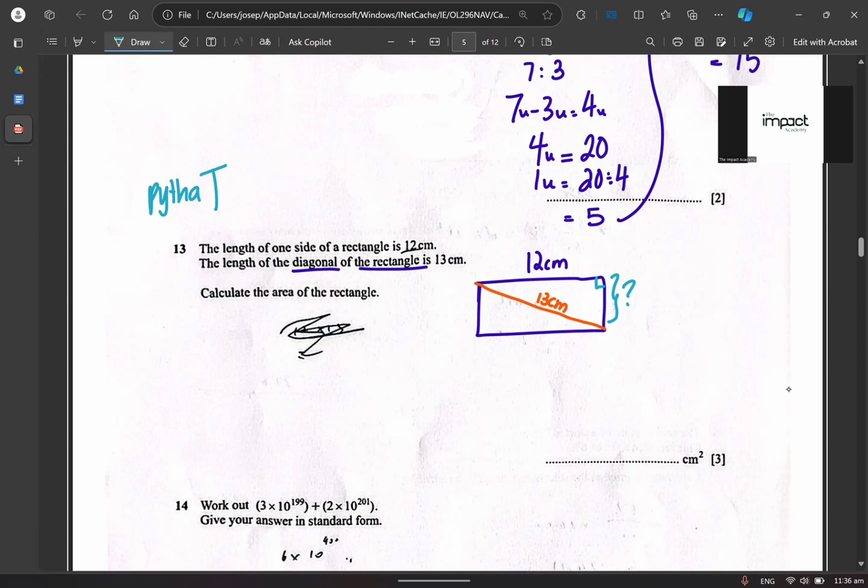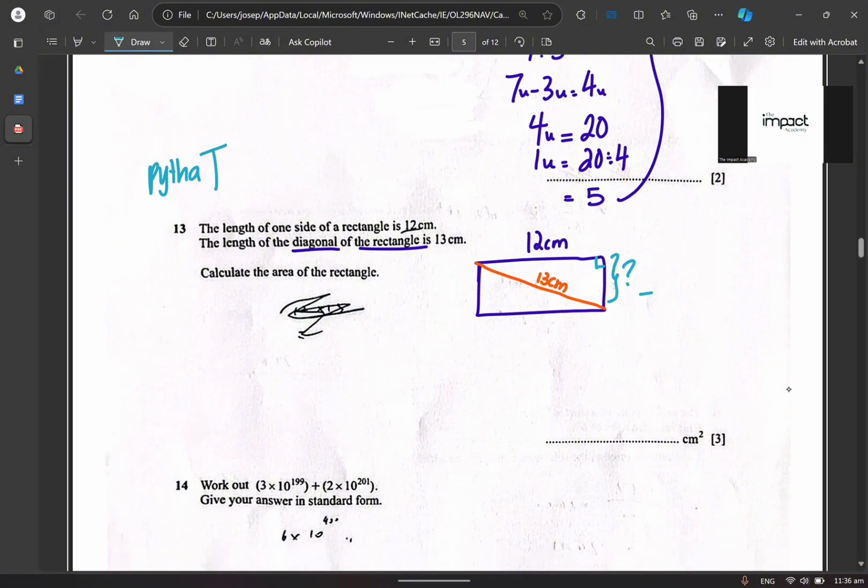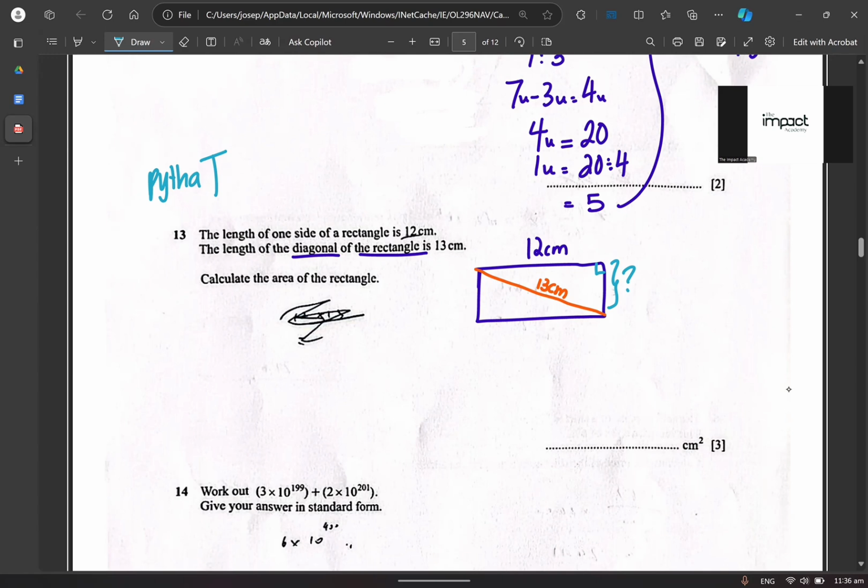Okay, to find that, what is the default name of it? In a rectangle, what is this called? The width. Okay, very good. This is the length, right? This is the width, right? Or we call it the breadth, right? Am I making sense?